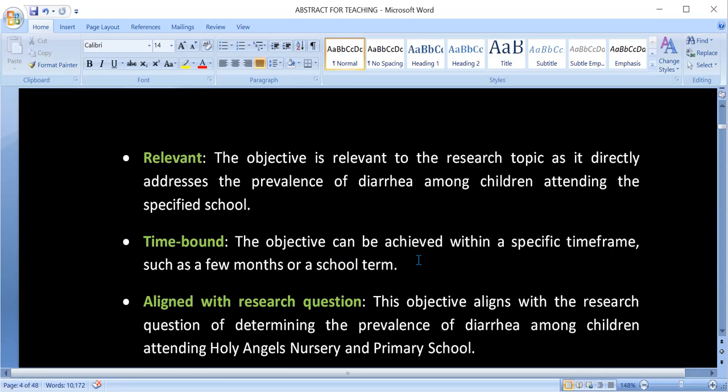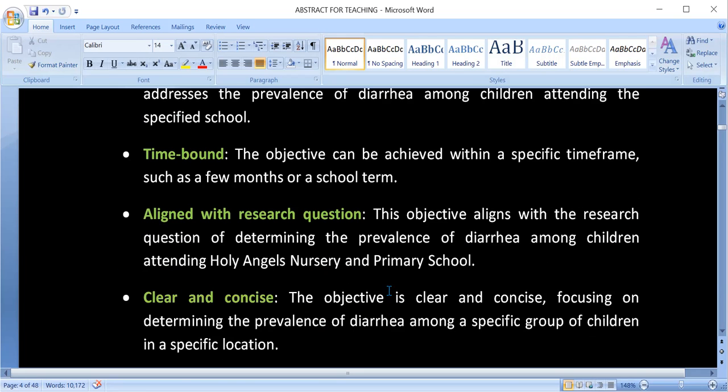The objective can be achieved within a specific time frame, such as a few months or a school term. Yes, you can work in a school for just 2 months to collect the data, or even 3 months. Now, does it align with the research question? This objective aligns with the research question of determining the prevalence of diarrhea among children, because with this objective, we can easily answer the question, which the data will answer.